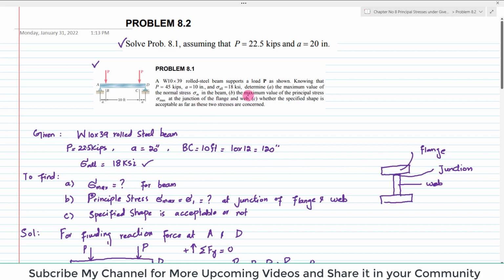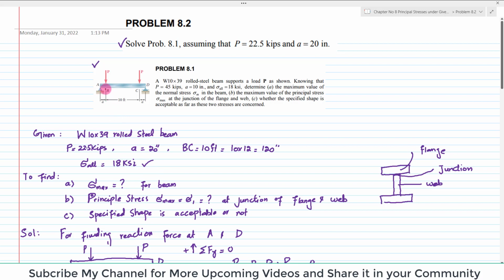And in part B it is given to find the maximum value of principal stress sigma max at the junction of flange and web. So this is the cross section of the beam. You can see this portion is known as the flange, this portion is known as the web, and the line where the flange and web meet is known as the flange-web junction. Clear? So you have to find the principal stress at this junction, and in part C it is given whether the specified shape is acceptable as far as these two stresses are concerned. So we will check based on sigma max and principal stress, and we will also check whether this specification is acceptable or not.